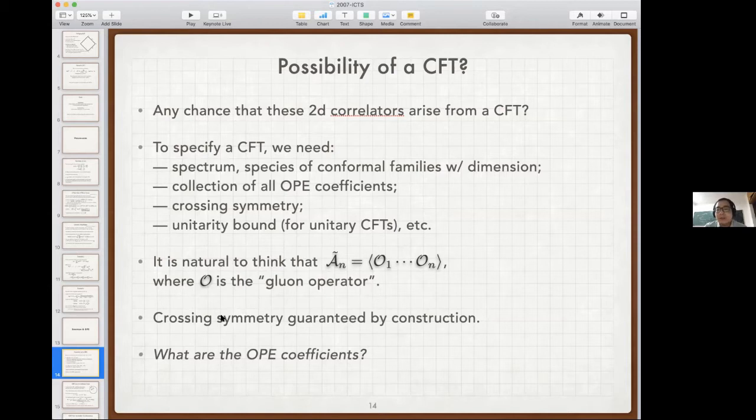But one thing which seems to be already ready here is the conformal crossing symmetry, because we obtain these functions from the scattering amplitude, and the scattering amplitude already enjoys crossing symmetry. So it seems that in this story, we do not need to worry too much about crossing symmetry. And so it's sufficient that we just take our object and try to directly study what the OPE coefficients are.